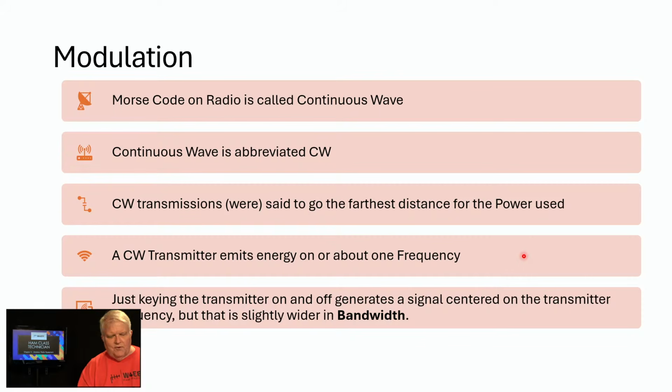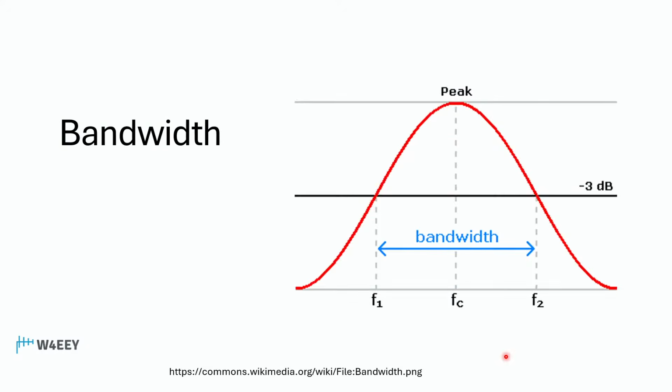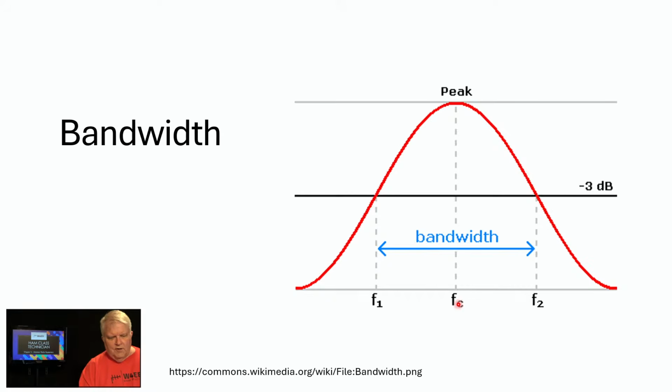A CW transmitter generally emits energy on or about one frequency. Just the mere fact of keying the transmitter on and off, though, does generate a signal that is centered around the transmitter frequency. We call this bandwidth. So here we have the transmitter, the frequency of the carrier. The transmitter is on this frequency, and as we modulate it with on and off from Morse code, it widens the output, and so this is the 50% power point, also known as the minus 3 dB power point, and we would say that this would be the bandwidth of this signal.